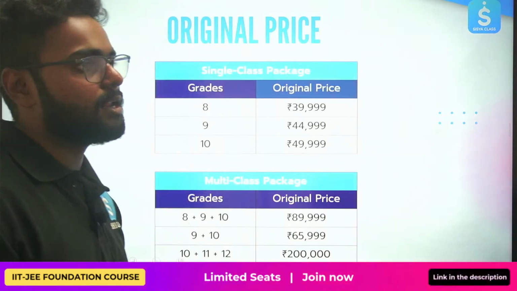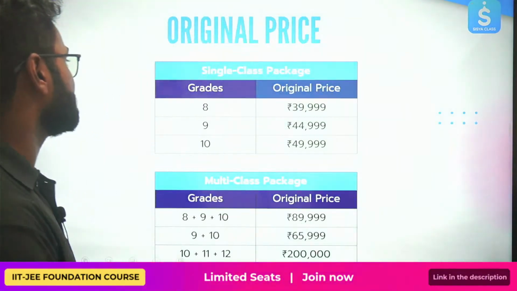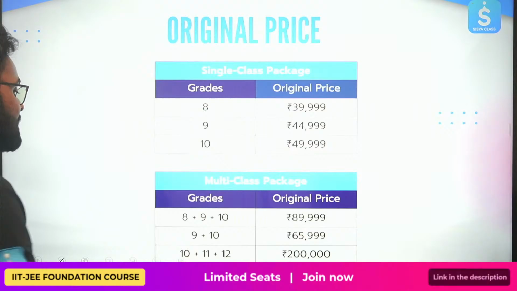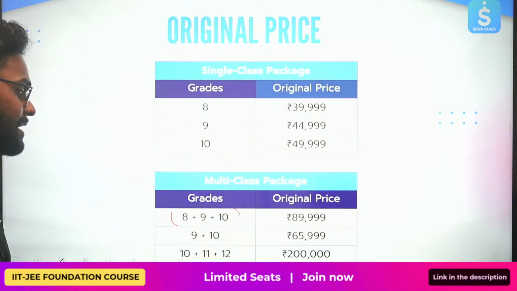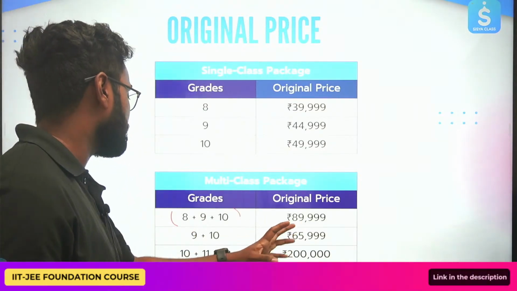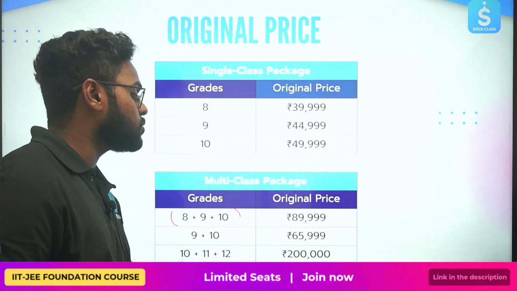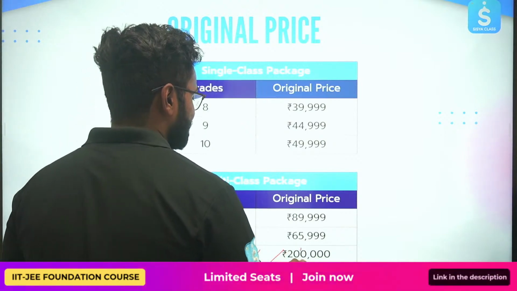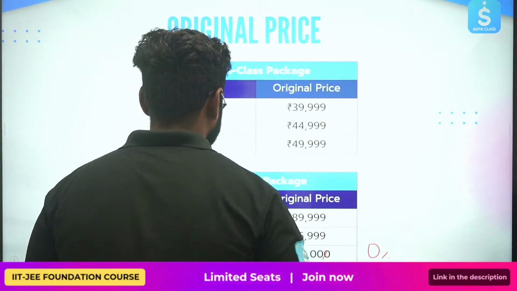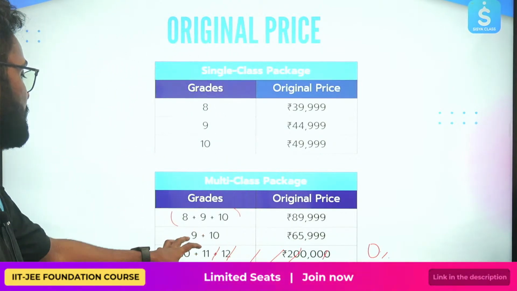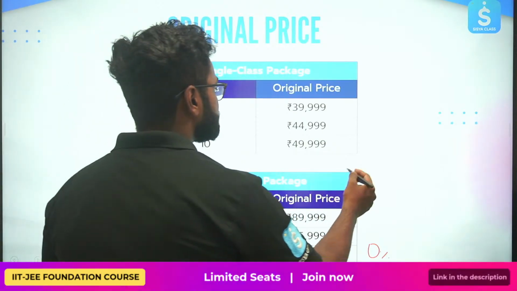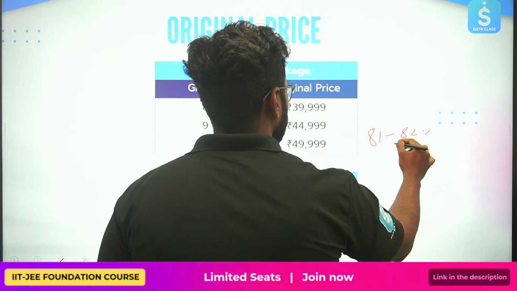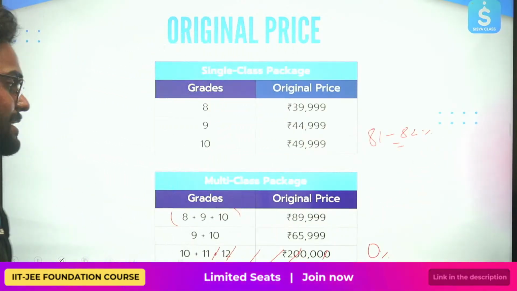Next is final prices. We have original prices for 8th, 9th and 10th as 39,999, 44,999 and 49,999. For multi-class packages, 8th, 9th and 10th is 89,999, and 9th and 10th is 65,999. Finally, 10th, 11th and 12th is 2 lakh rupees. Since these are the people who realize it late, we do not have any seats left in grades 10th, 11th and 12th. We only have seats up to here. And let me tell you, the seats for this are also nearly 81-82% full. We have somewhere around 18 to 19% of the seats left.